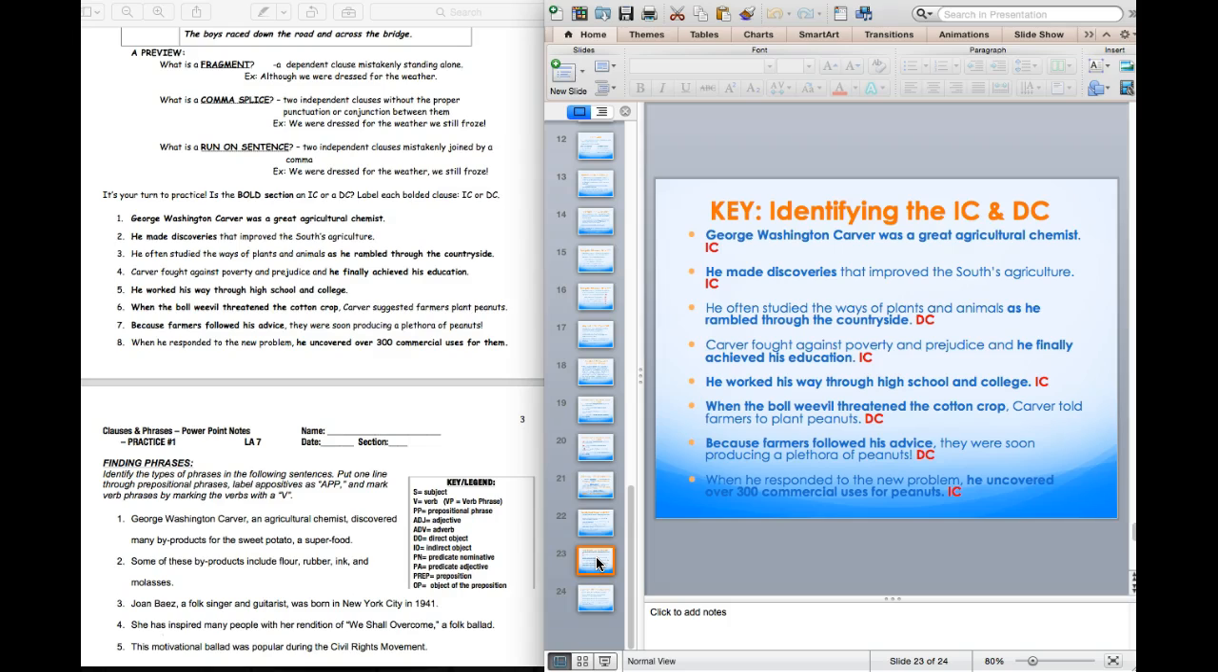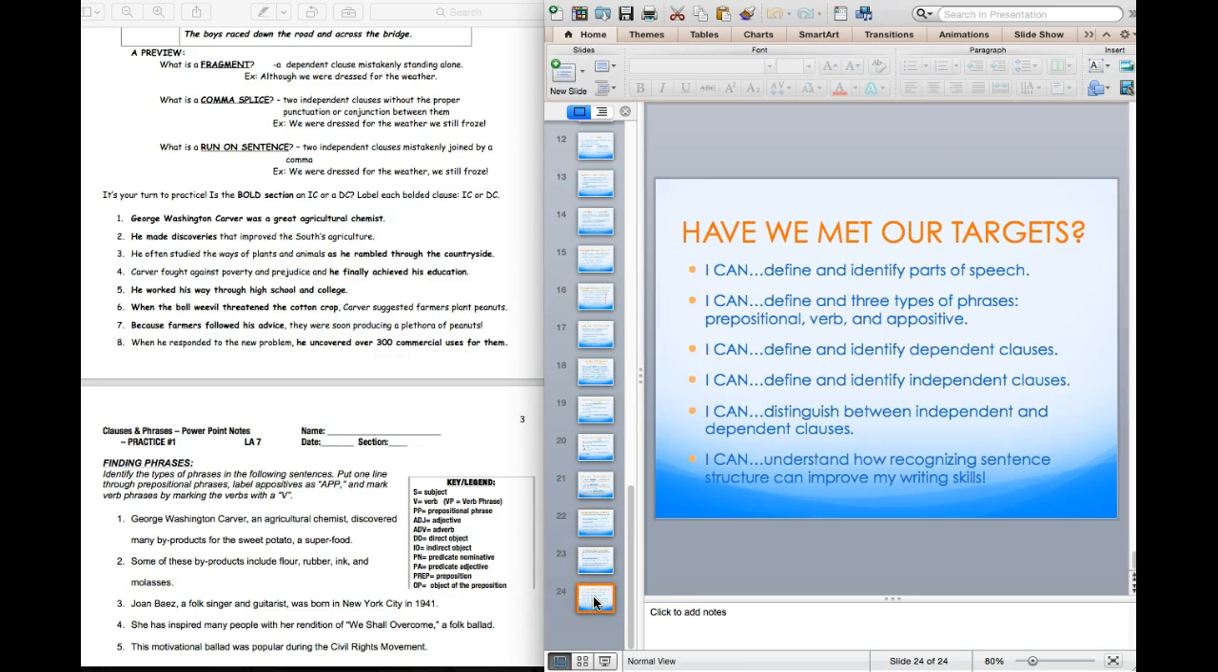Okay, I hope you did hit the pause button and complete those. So you'll see here that we have a combination of ICs and DCs. As you hit the pause button, check each one, and then come back so I can explain to you what to do next. Finally, we have met our targets for today. You can see that it's very important to write complete sentences, and that's something that we've worked on this period.